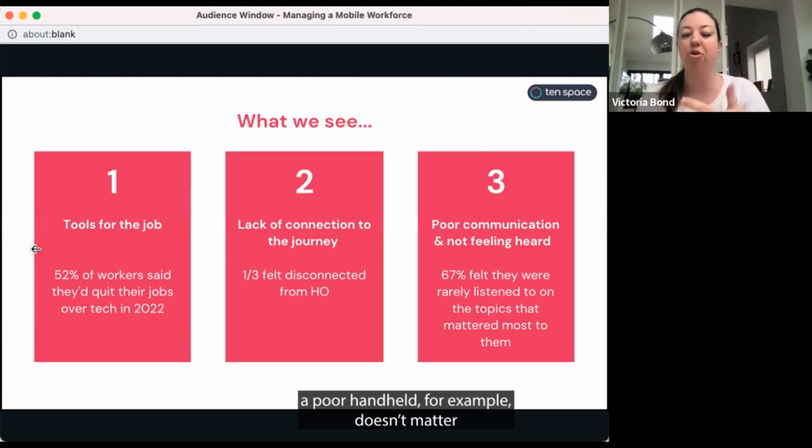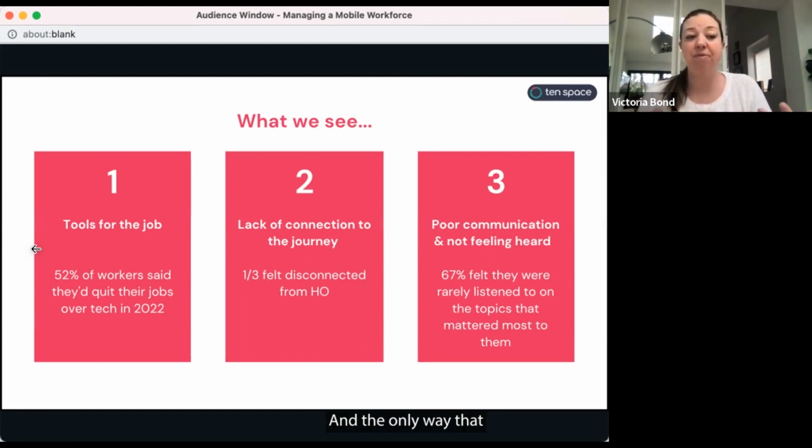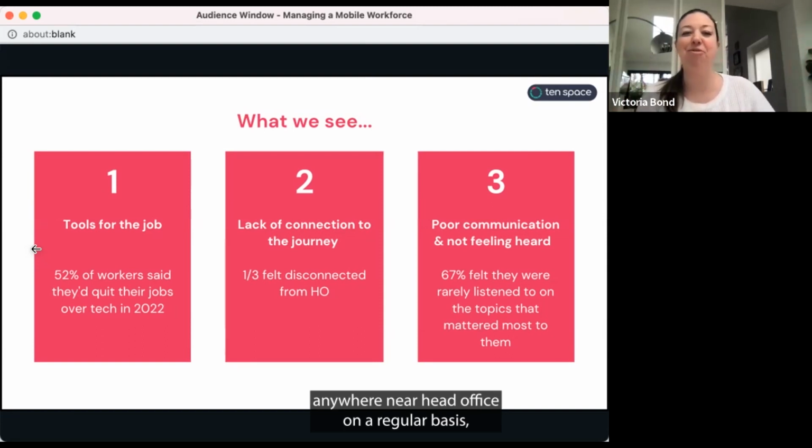So if we're thinking that a poor handheld, for example, doesn't matter, actually we do see that translating into lack of engagement in engagement surveys. There's further research that backs up that technology really does matter in these teams. Often it can be the only way that they feel connected to the organisation. If you are out there driving an HGV, for example, and you don't go anywhere near head office on a regular basis, your interaction with the organisation is often through the processes and the technology that you have. You can see why tools for the job really matter for those people.